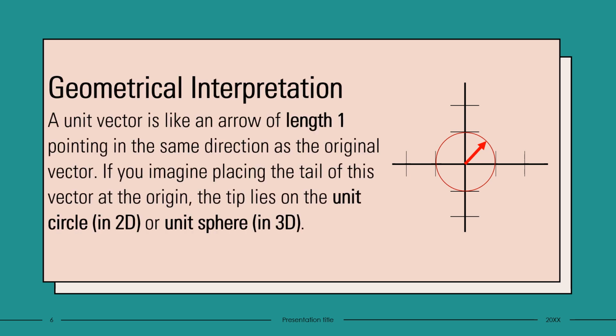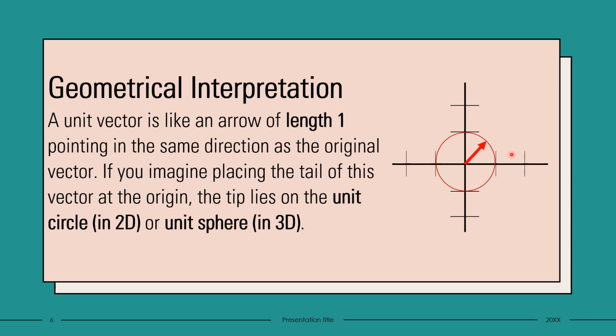Now, just to make it much simpler, the geometrical interpretation. A unit vector is like an arrow of length 1. This is how we see it in a graphical notation: an arrow of length 1, not more than 1, pointing in the same direction as the original vector. If you imagine placing the tail of this vector at the origin, it always has the tail on the origin. The tip lies on the unit circle in 2D or the unit sphere in 3D.